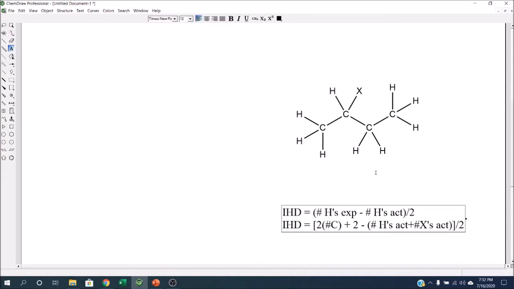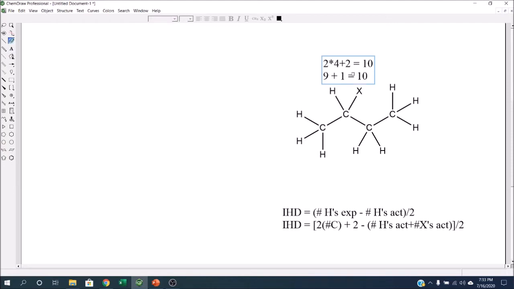Mathematically, with this one right here, if I run the index of hydrogen deficiency calculation, it's 2 times 4 plus 2, and that's equal to 10. And then the number of hydrogens that I actually have is 9 hydrogens plus the 1 halogen, which is equal to 10. 10 minus 10 is 0. Dividing it by 2 doesn't make any difference. So if we're trying to expand beyond just carbons and hydrogens and think about the full gamut of options, if you add a halogen to the compound, then when you're doing your index of hydrogen deficiency calculation, you just treat the halogen like a hydrogen.